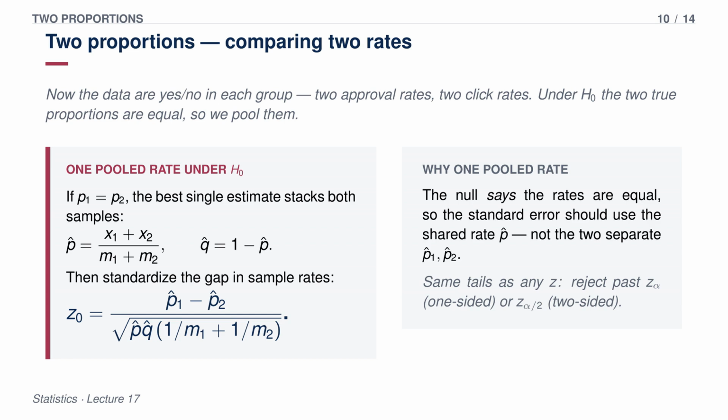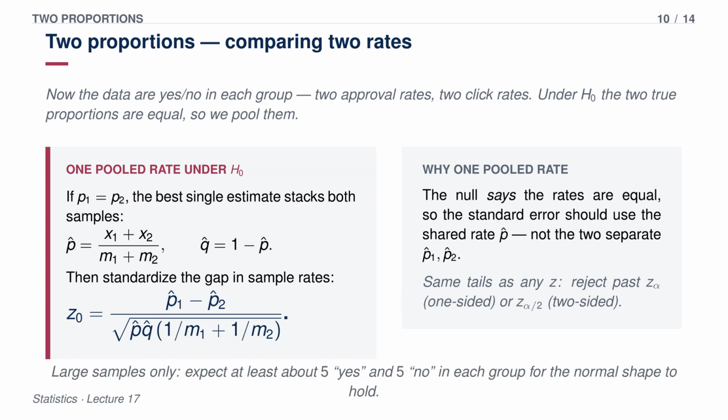Why the pooled rate inside the standard error? Because the null says the rates are equal. So while we're testing that claim, the honest standard error uses the one shared rate, not the 2 separate ones. The tails are the usual z-tails, past z alpha one-sided, z alpha over 2 two-sided. One health warning at the bottom of the slide. This is a large sample tool. You want at least about 5 yeses and 5 nos in each group before the normal shape can be trusted.